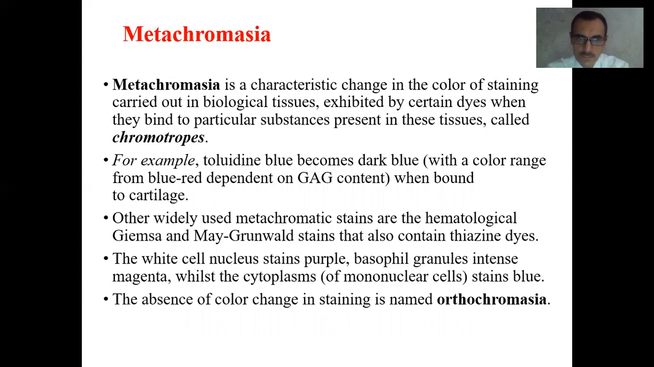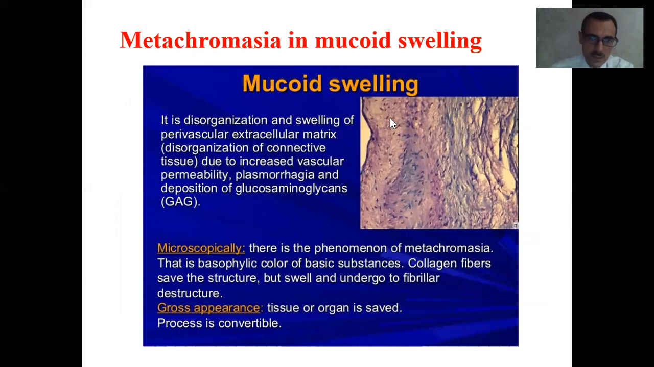For example, toluidine blue becomes dark blue, where the color ranges from blue to red depending on the glycosaminoglycan content when bound to the cartilage. Other widely used metachromatic stains are the hematological Giemsa and Mesenchymal stains that also contain thiazine dyes. The white cell nucleus stains purple, the basophil granules intense magenta, whilst the cytoplasm stains blue. The absence of color change in staining is named orthochromasia. In the slides, we see the metachromasia in mucoid swelling.